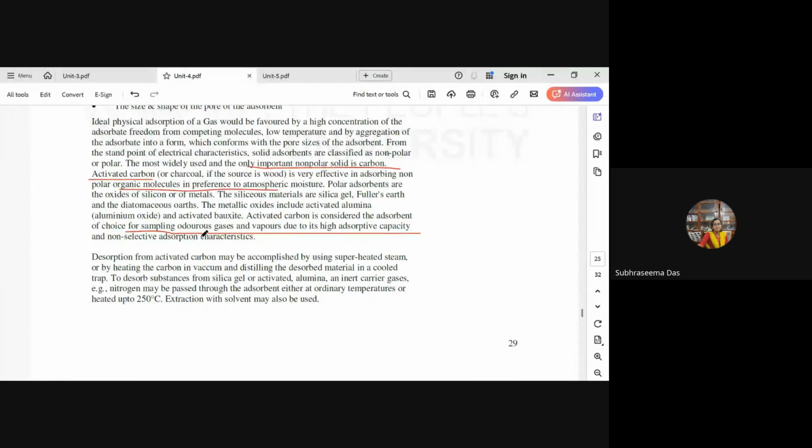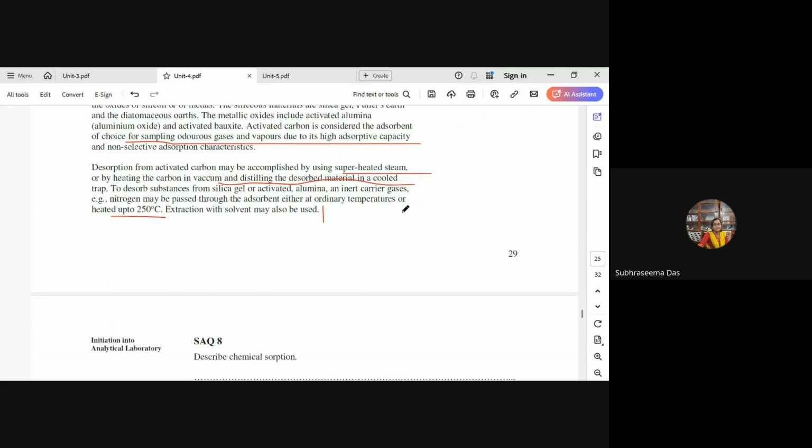Now, desorption from activated carbon. Once the pollutant gas molecules have been adsorbed onto the surface of the activated charcoal, desorption may be accomplished by using superheated steam, or by heating the activated carbon in vacuum and distilling the adsorbed material in a cooled trap. To desorb the substances from silica gel or activated carbon, nitrogen may be passed through the adsorbent at ordinary temperatures or at 250 degrees centigrade. Apart from this, the solvent extraction method can also be used for desorption of the gaseous pollutants from the activated carbon surface. So now we see how activated carbon is used to capture gaseous pollutants for analysis.